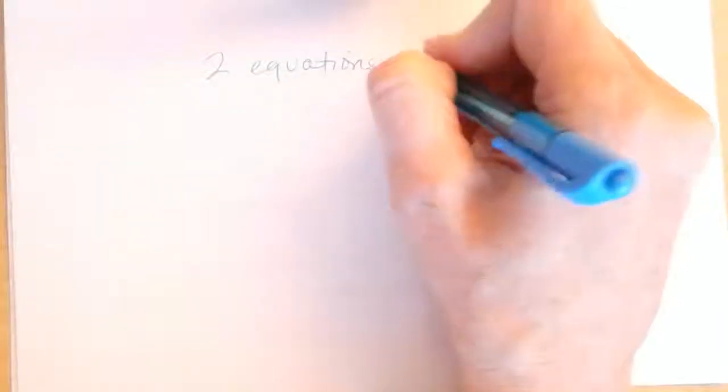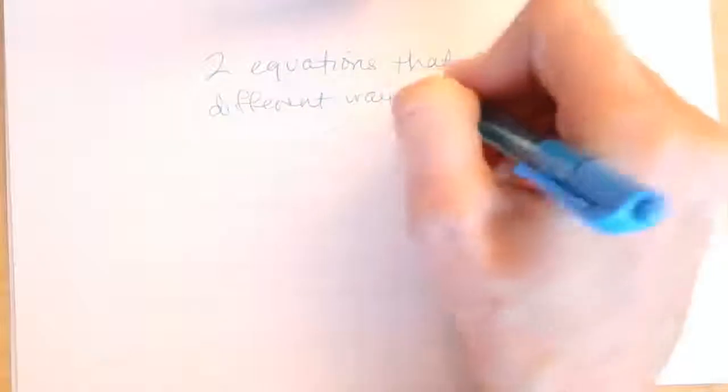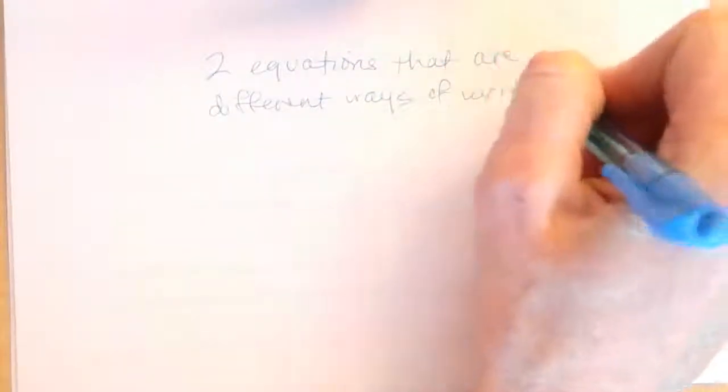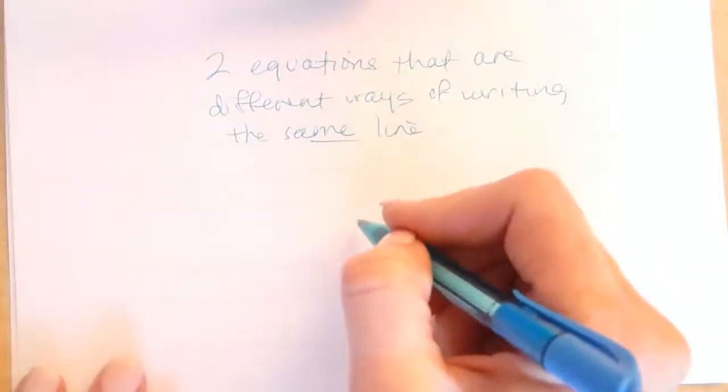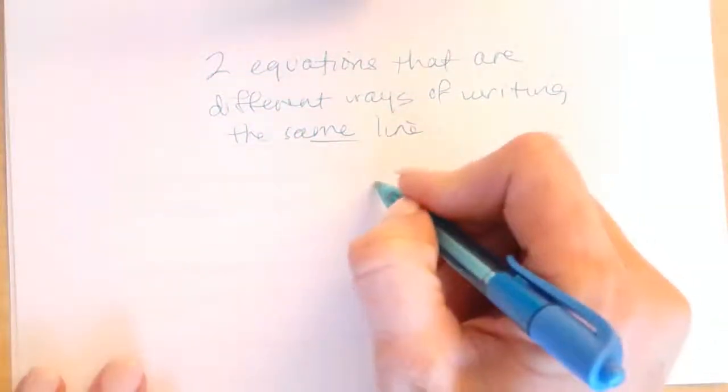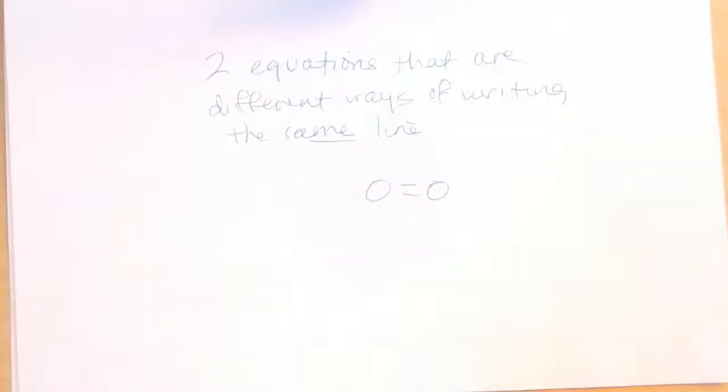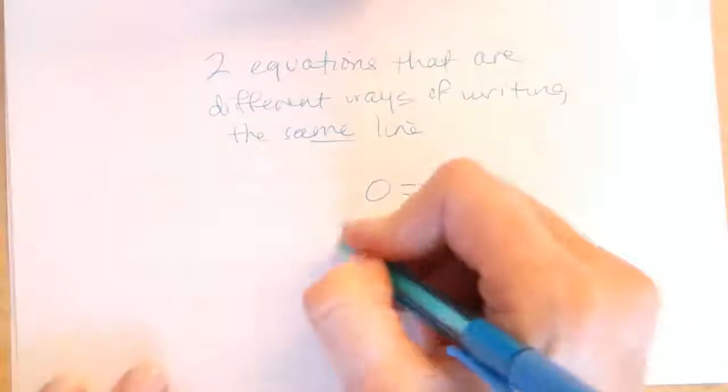Also, we do have the case where 2 equations are different ways of writing the same line. Okay. When you have this situation, they may look different, but when you manipulate them, it turns out they're actually the same equation. You're going to end up with a result if you're using substitution or elimination that could be something like this. Okay, 0 equals 0. Well, yes, that's always true.